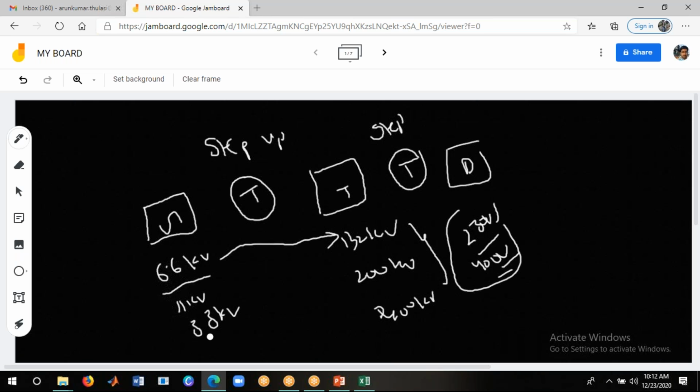So if you observe these two voltage levels, the generating station generates 6.6 thousand volts, but finally we are getting 230 volts and 400 volts. If you are not using the step up transformer, you will finally get 100 volts like that. So that's why we are stepping up the voltage and transmitting over more distance.